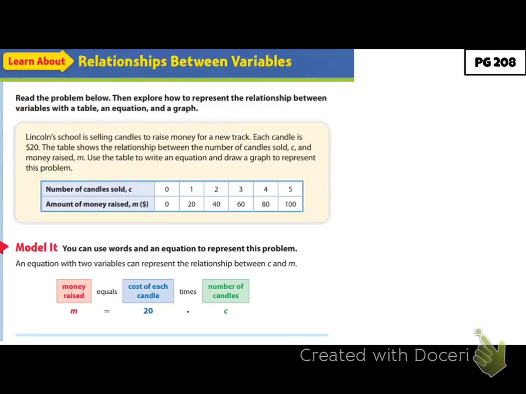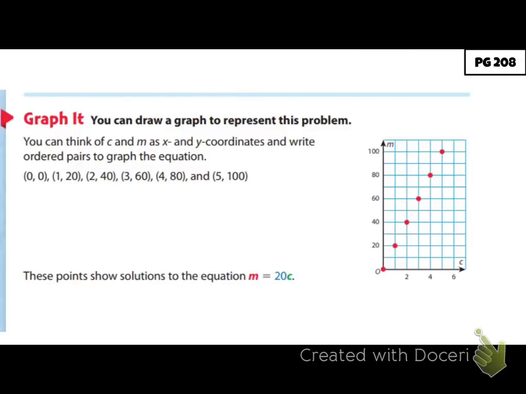So we can show this by modeling it. We can use words and an equation to represent the problem. An equation with 2 variables can represent the relationship between C and M. So we have the cost of each candle, and we have the number of candles, which is C. And we're going to multiply those because it's for each candle. So 20 times C equals our total money raised. Then, once we have that, we can graph it.